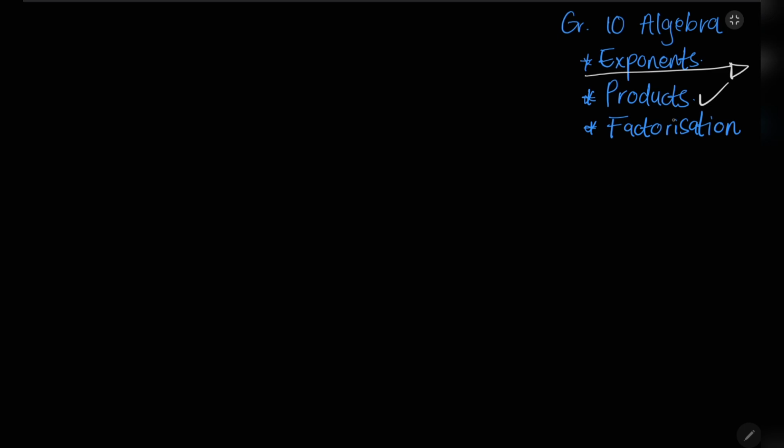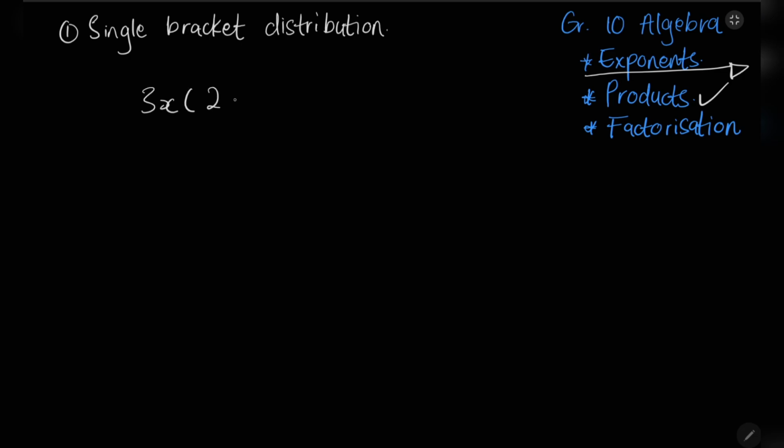So today's lesson is about products. There are also different subtopics under products. Today we'll be starting with the single bracket distribution, which is the distributive law. So for the distributive law, let's start with 3x times (2x minus 5).